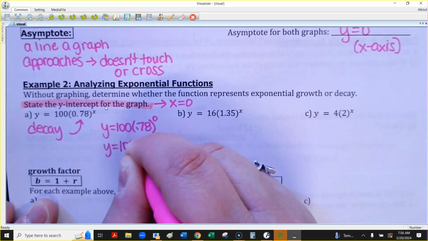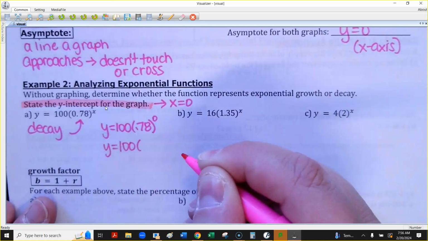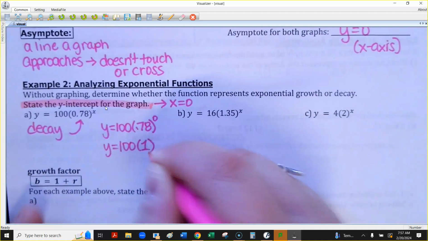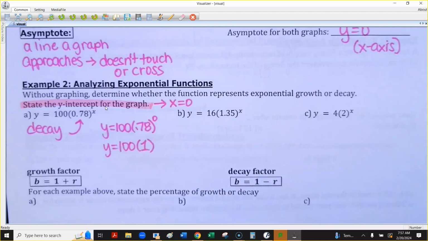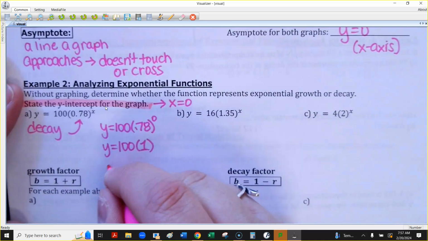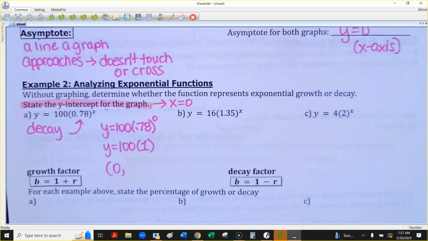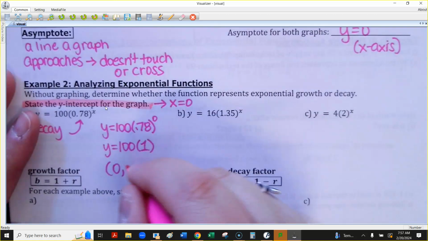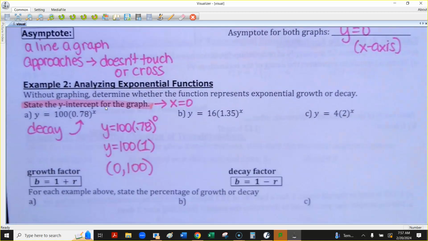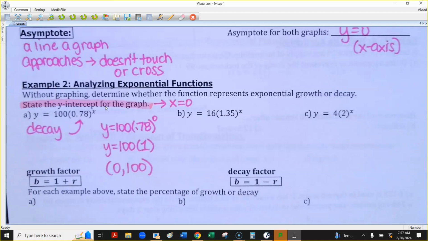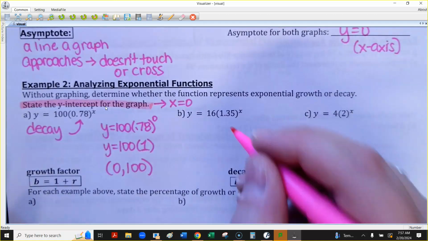Anything to the 0 power is what? 1. All right, so that literally just wipes that out, and you would just be left with whatever the a value is. So anytime you have a y-intercept for an exponential, if it's not shifted or anything, we just have an x in the exponent, then it should just be 0, whatever the a value is. That'll be your y-intercept. All right, what do you guys think for this one, growth or decay?